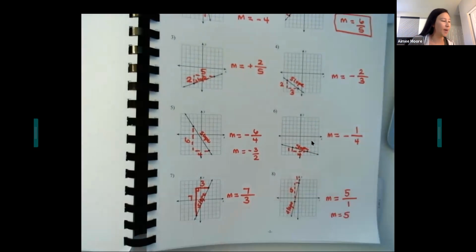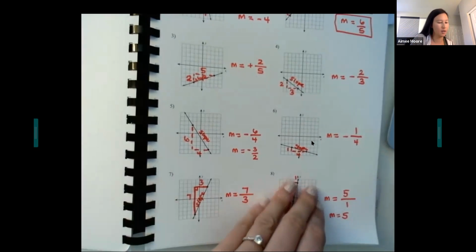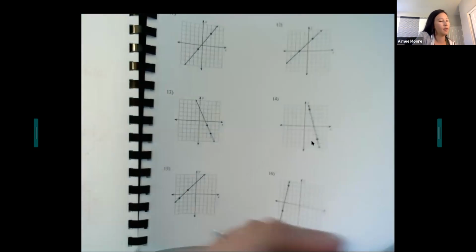So let's jump back into the notebook, your notes packet. And we're going to write equations from graphs.